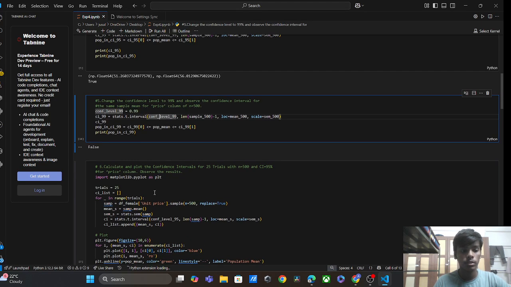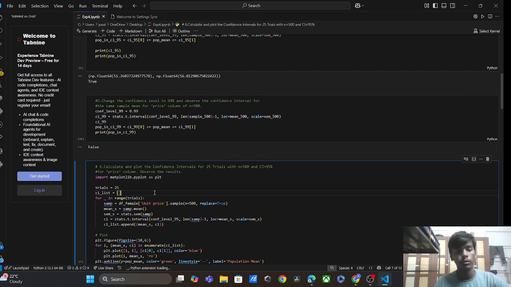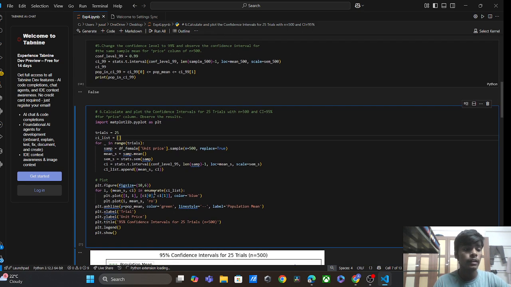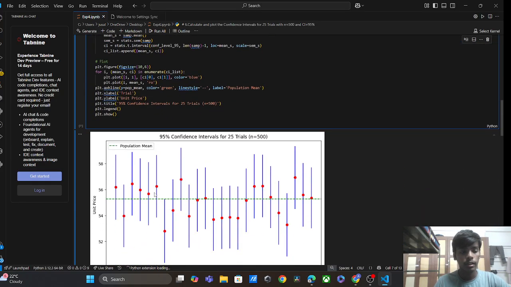This is my sixth question. The sixth question is more visual. We run 25 trials of sampling with n equal to 500 and plot the confidence intervals. Each blue line is an interval, each red dot is a sample mean, and the green dashed line is the population mean. This shows how sampling variation works.